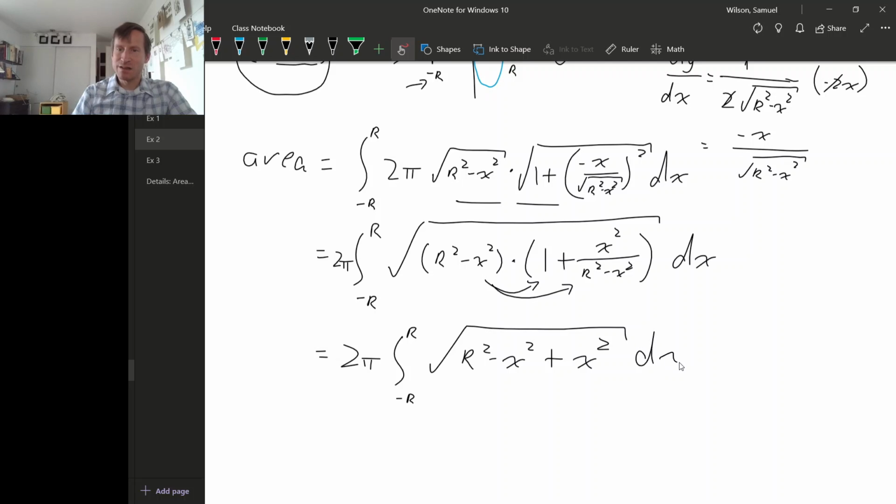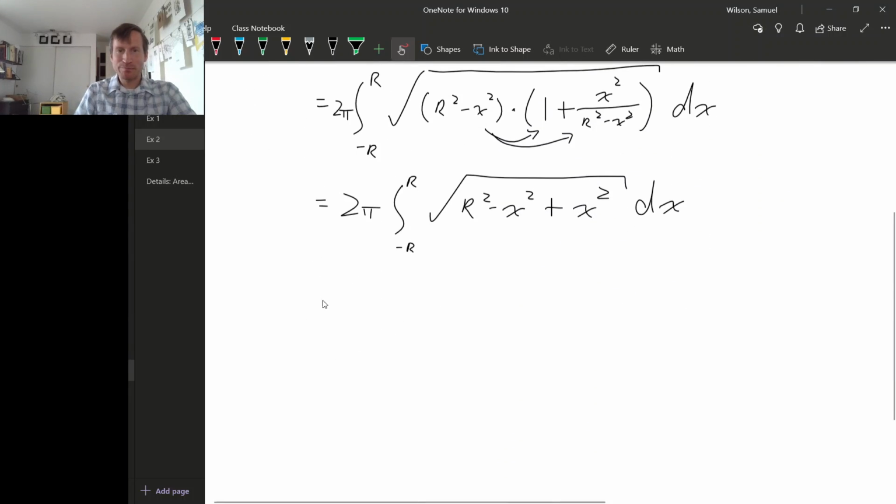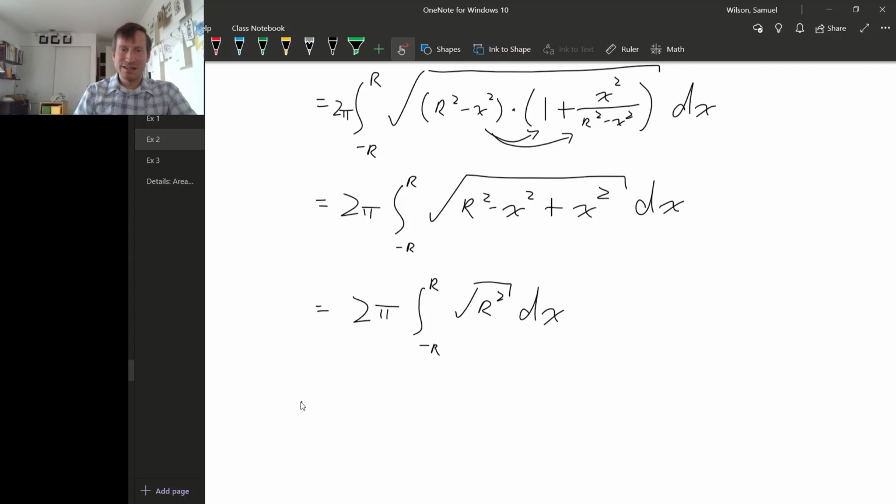Okay, dx. And so these x's cancel. So 2 pi times the integral from minus r to plus r, square root of r squared dx. So 2 pi, this is just r, but right, it doesn't have an x in it, so it's a constant. We can move it outside the integral, so that's a factor of capital R times the integral from minus r to plus r dx.